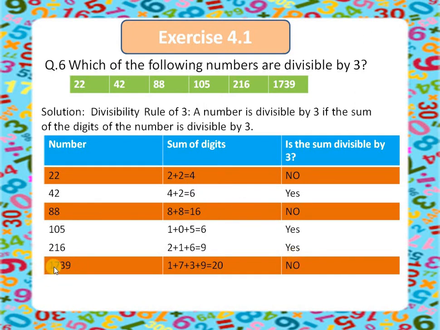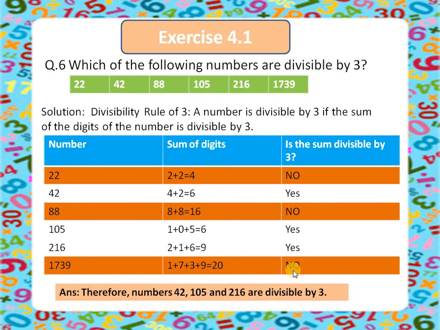Now last number in this row, 1739. Find out the sum of all the digits here. 1 plus 7 will give you 8. 8 plus 3 will give you 11. 11 plus 9 will give you 20. And lastly, you have to check 20 is divisible by 3 or not. No, it is not divisible by 3.